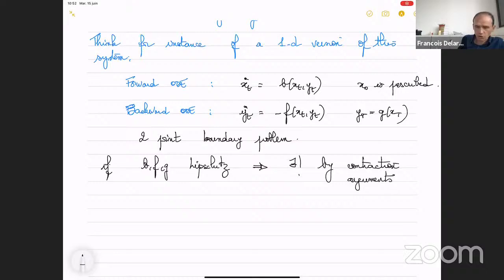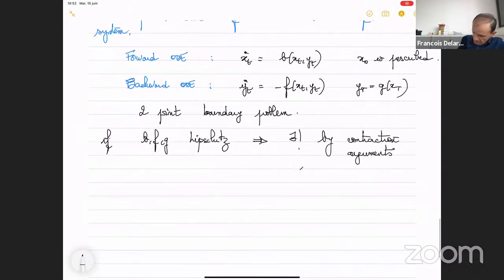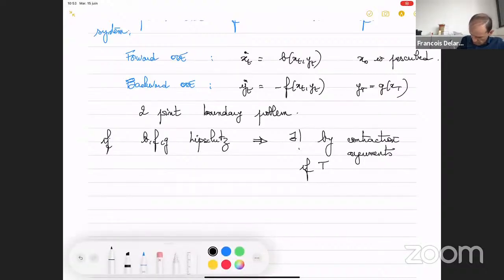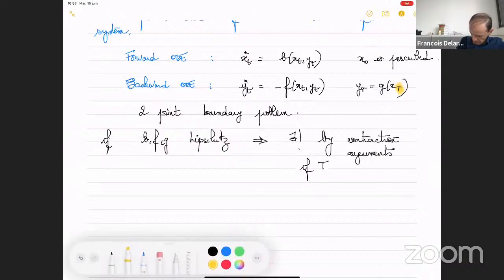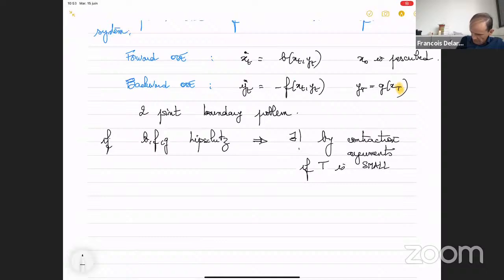So this would be a Cauchy-Lipschitz theory. If time, so here time, for those of you who do not see where time is, this is really the boundary condition in my backward equation. So this is the same time as before. This is the time where I see the terminal value of the forward equation. And so if time is small enough, and when I say small enough, implicitly, I require t to be small with respect to the Lipschitz constant of my coefficients B, F, and G.